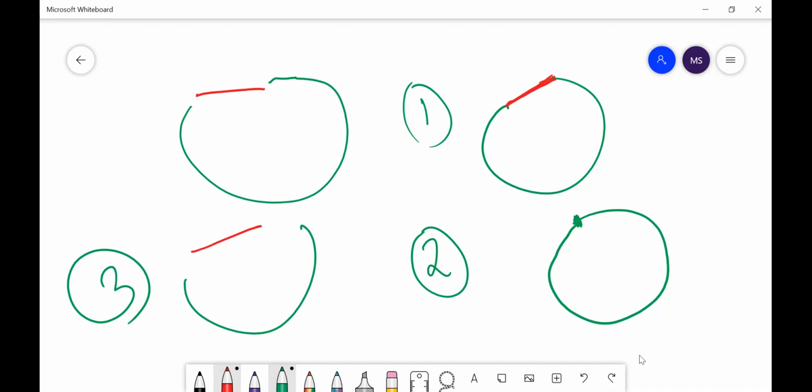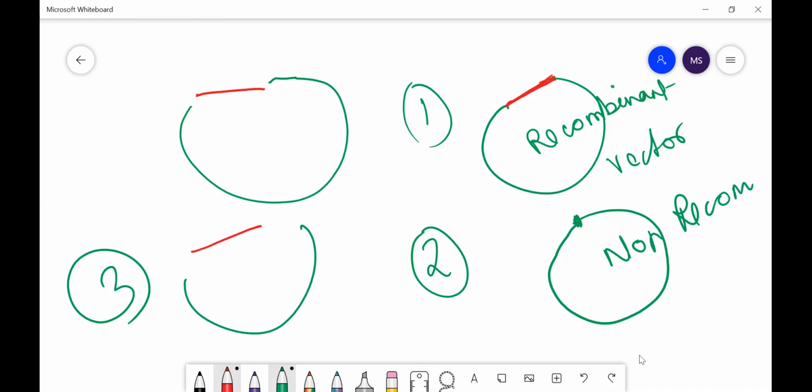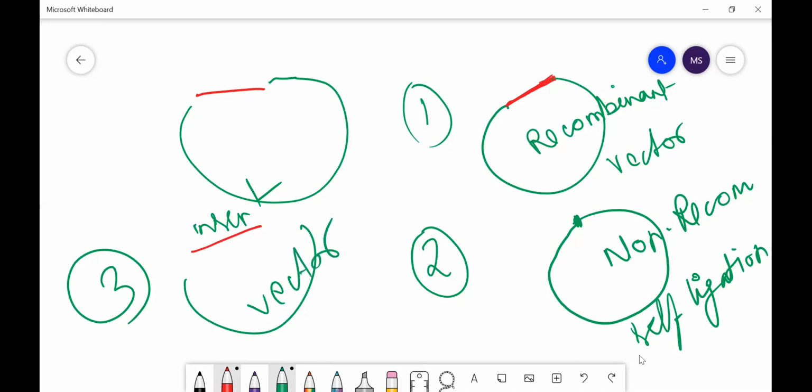So you have a recombinant vector here. This is a non-recombinant one because there is a self-ligation. About ligation we have discussed in the last class. Then the third probability, there is no ligation, neither your insert nor your vector. They are free in the solution. So you can get three kinds of situation.